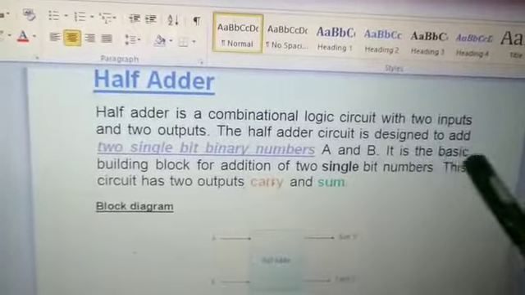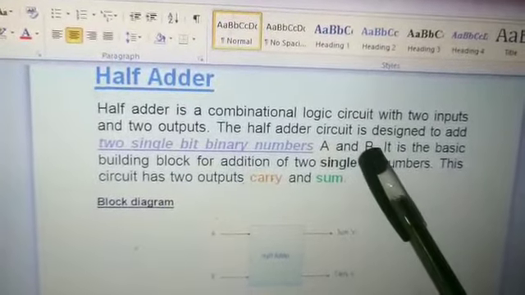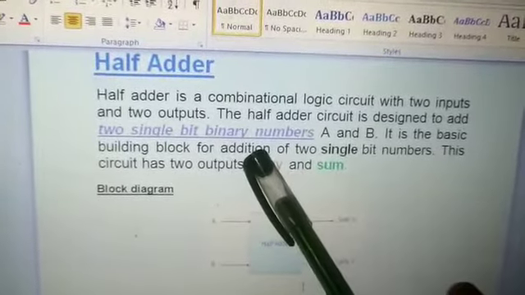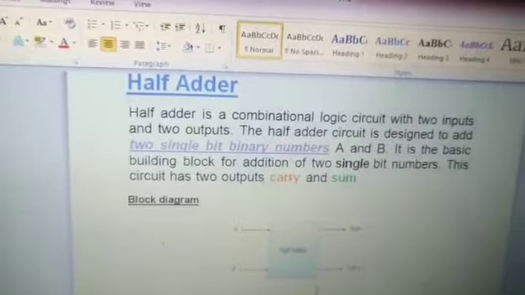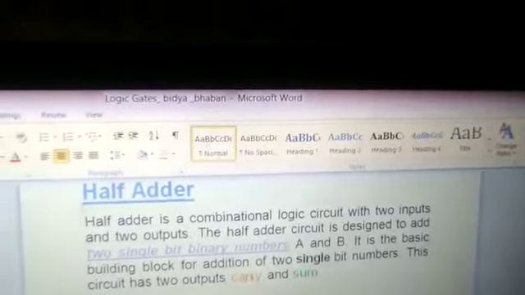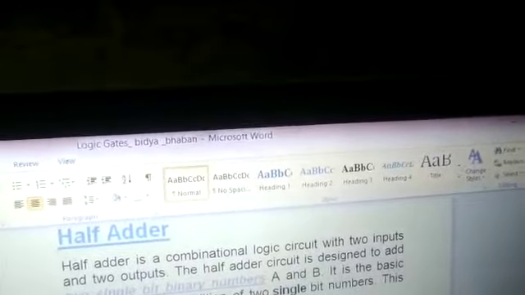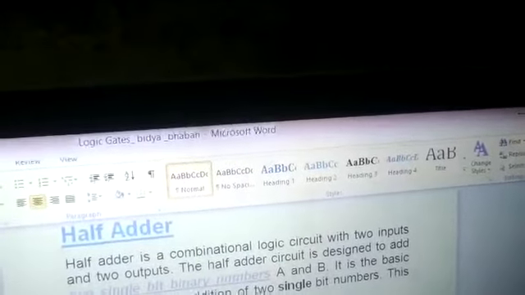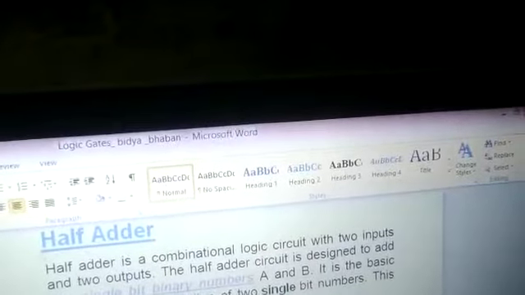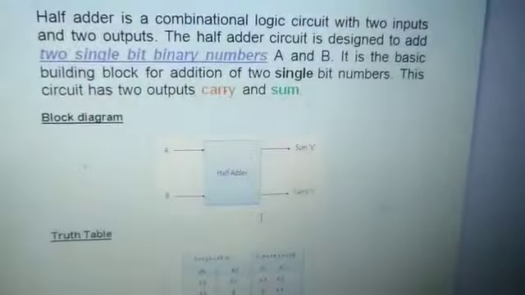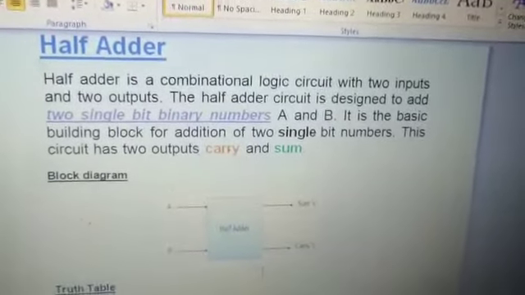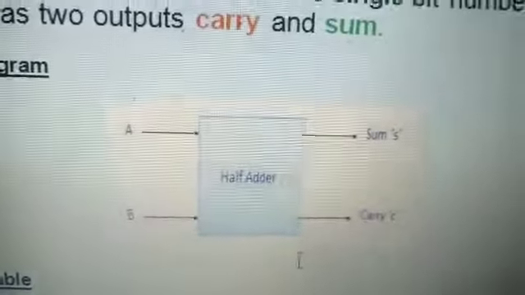Suppose A is one input and B is the other input. We will get two outputs: one is called sum, another is called carry. If you recall the binary addition rule, 1 plus 1 is 10. So 0 we write in the sum part and the carry is 1. That's why in an adder we get two outputs: the sum output and the carry. This is the block diagram. Just look at it closely.